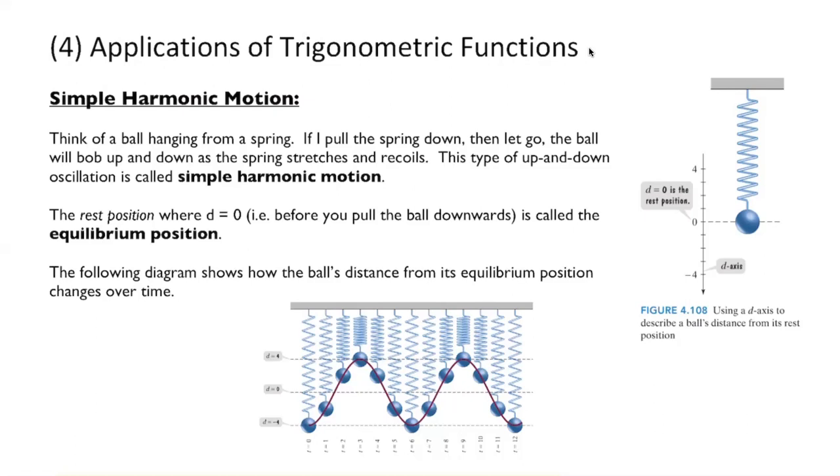Now, the rest position is going to be where d, the displacement, is equal to 0. So that's before you pull the ball downwards. That's called the equilibrium position. That means that the force of gravity and the force of the spring have all kind of netted out and it's at rest. So that's what this diagram over to the right is. Once we grab it and move it from that equilibrium position, then there's going to be forces acting upon it that cause the ball's distance from its equilibrium position to change over time.